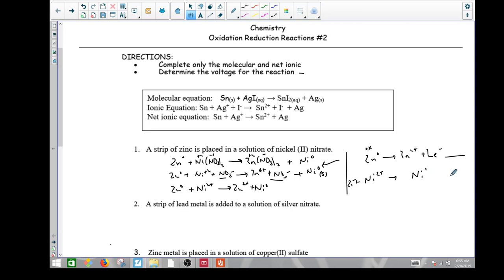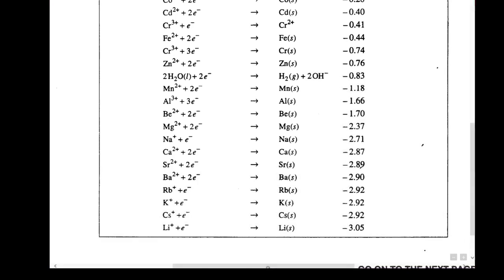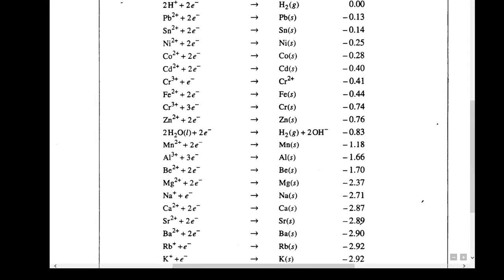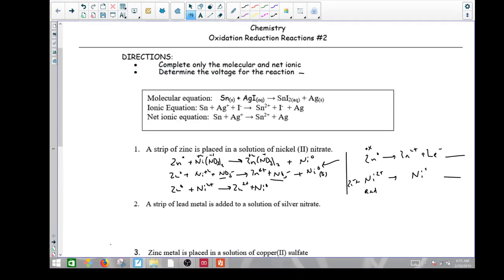You need to find your voltages for each of these. Remember that this is reduction, so it will be on the reduction potential as is. This one will need to get flipped. So let's grab our nickel, which will be as is. Alright, nickel is located right here. Nickel is a -0.25. So this is -0.25 volts. The zinc will have to get flipped.